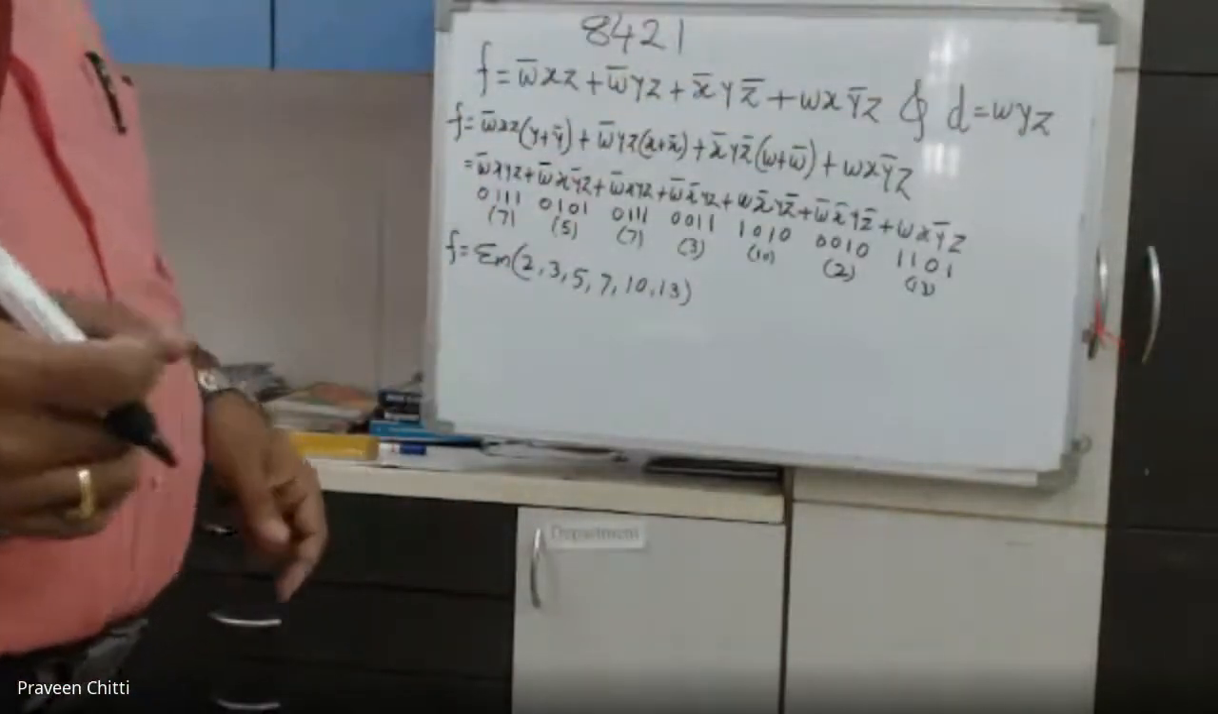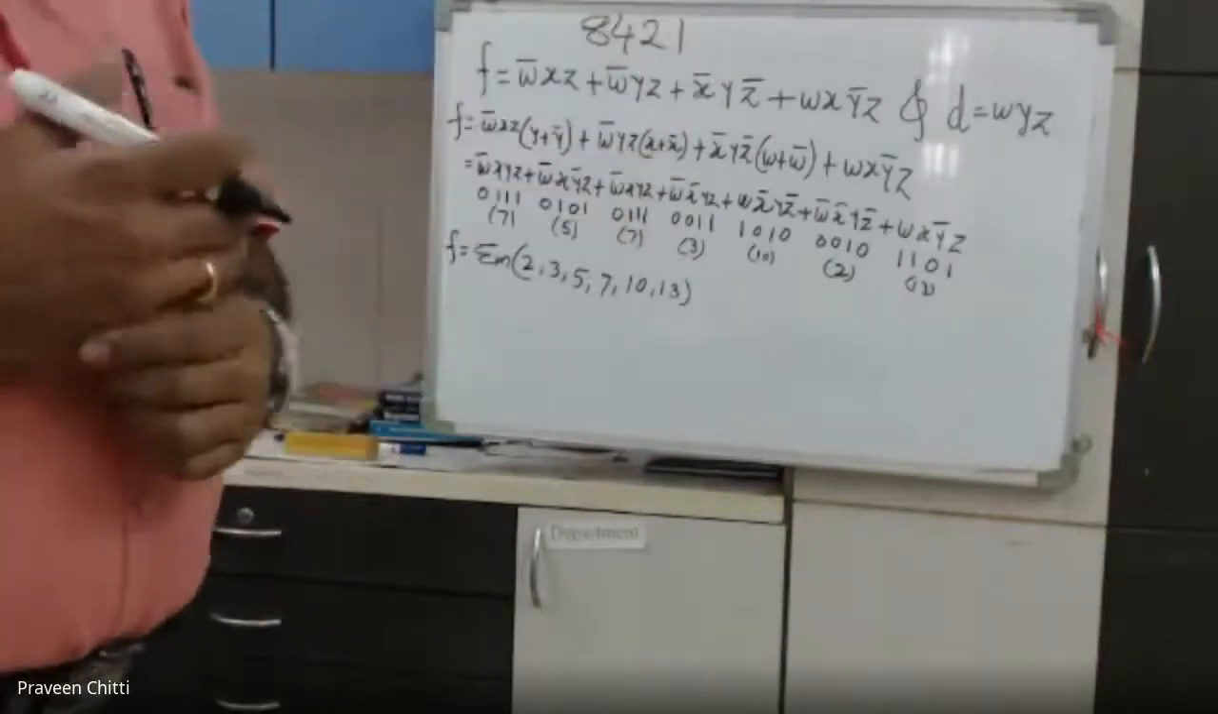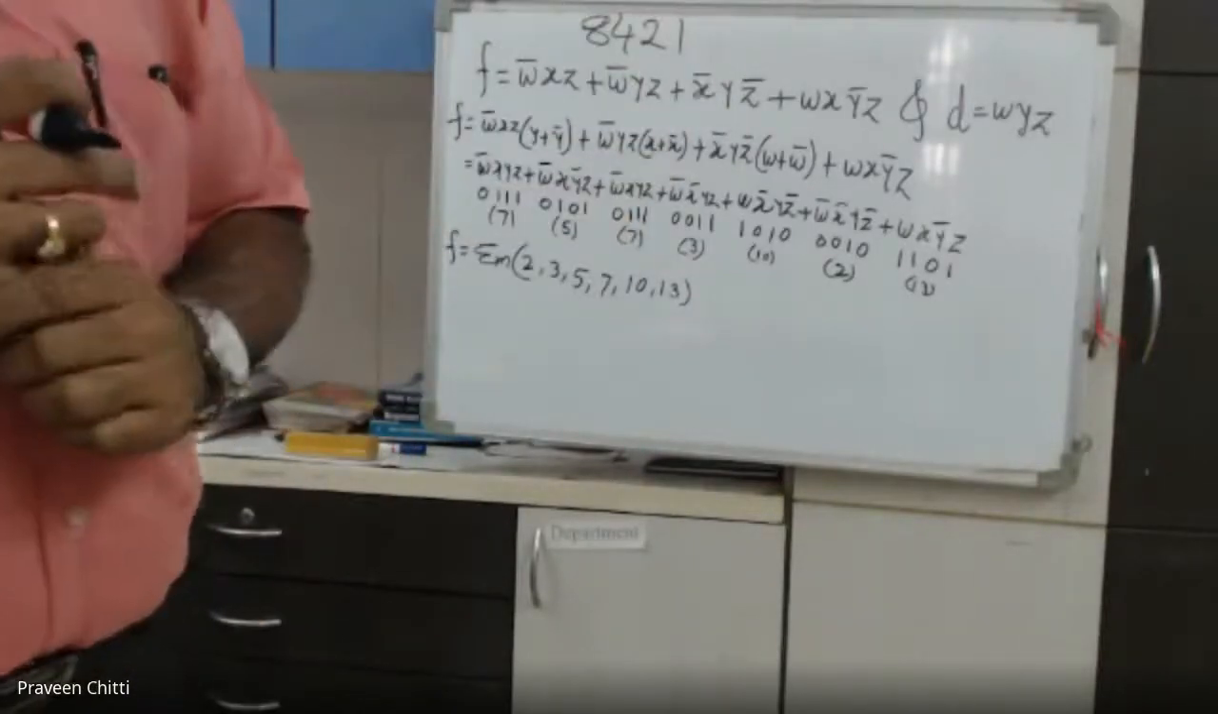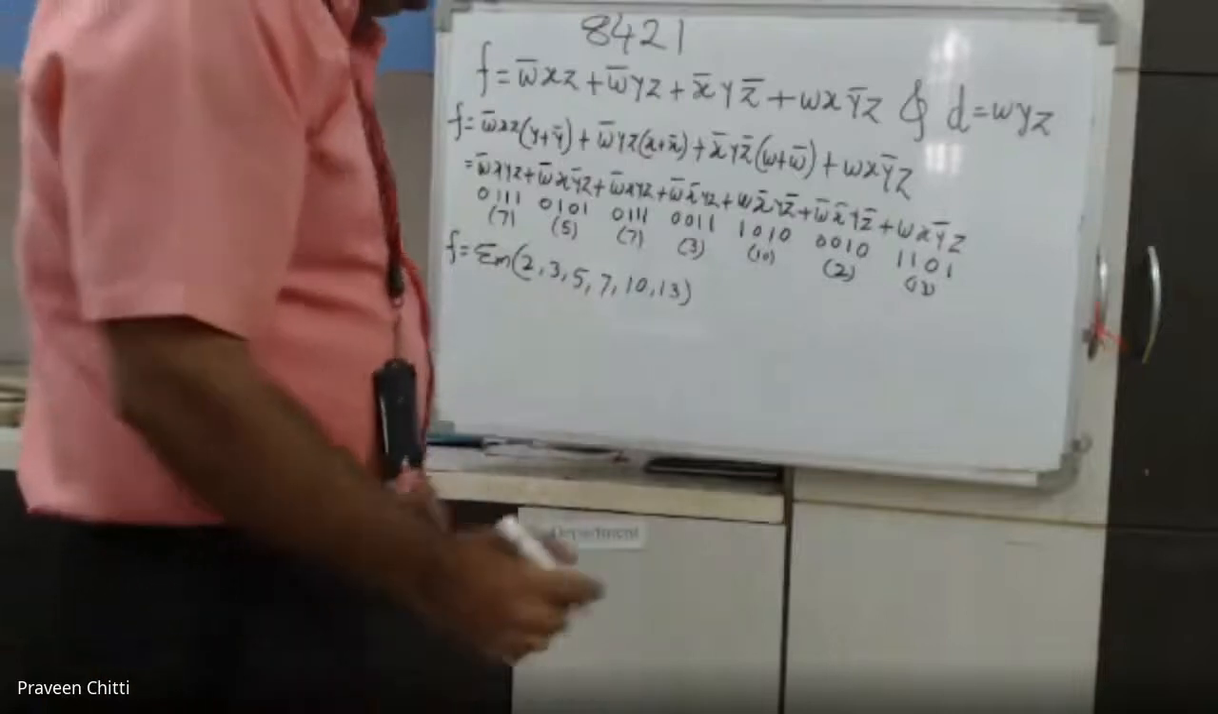What does that D mean? F equal to D is not a separate function. D here stands for don't care. So it is a part of F. We have to add that also here. So how can I do that?